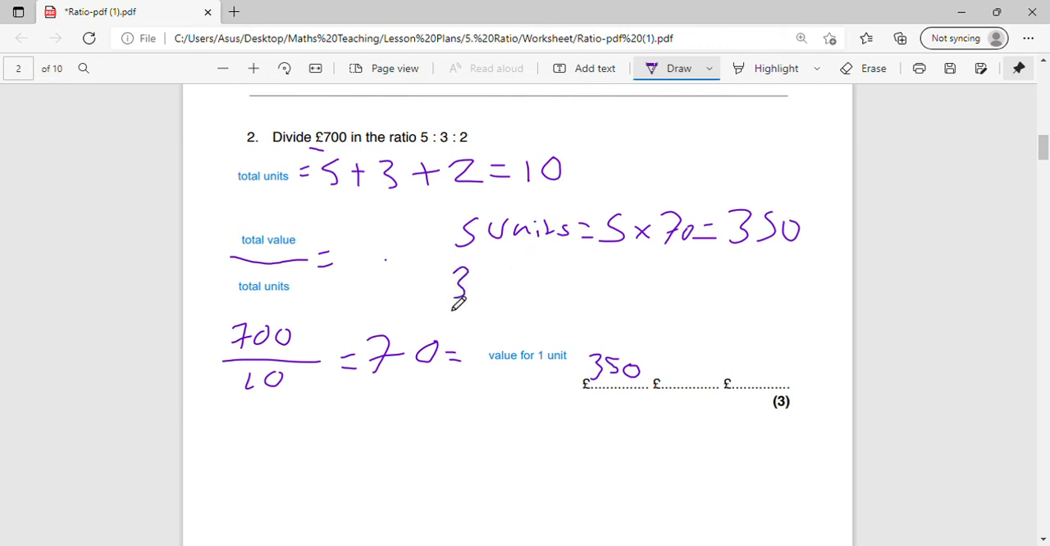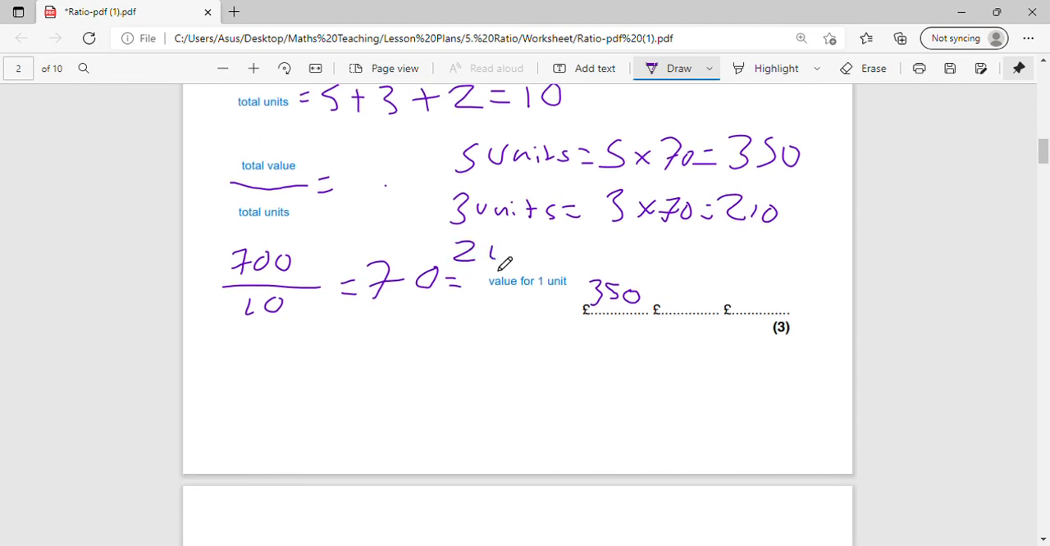So 3 units is going to equal 3 times 70. Alright, so we know what that is. 3 times 70 is 210. And we know that 2 units is going to be 2 times 70, and it equals 140. So we can put that in here. We've got 210 and 140.